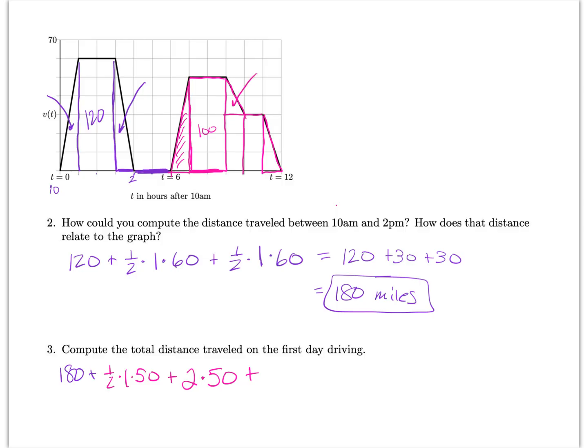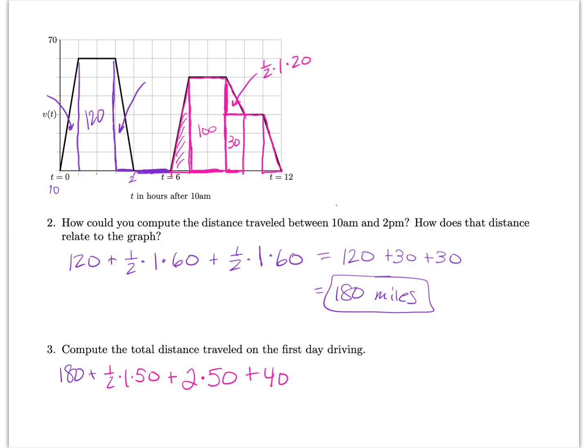Okay, and then this little triangle here has a base of 1 and a height of 20. So that's 1/2 times 1 times 20. And then the rectangle underneath has a base of 1, height of 30. So that's 30. So that's 40 miles for this interval of time from t equals 9 to t equals 10.